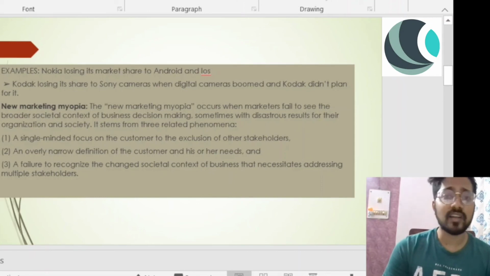So these are the new marketing myopia. These are the three steps. I hope it is very clear to everyone who is watching the video right now.